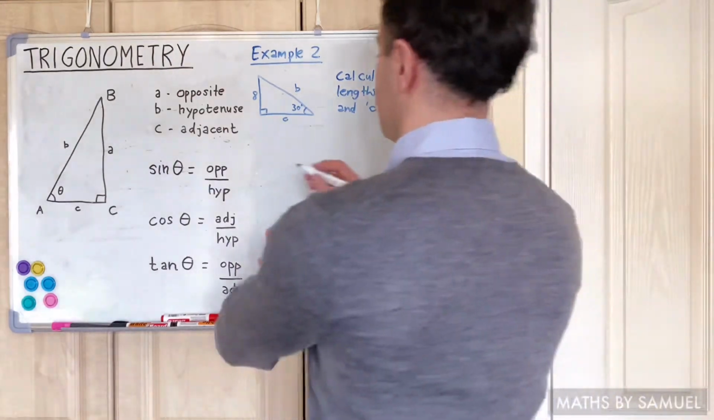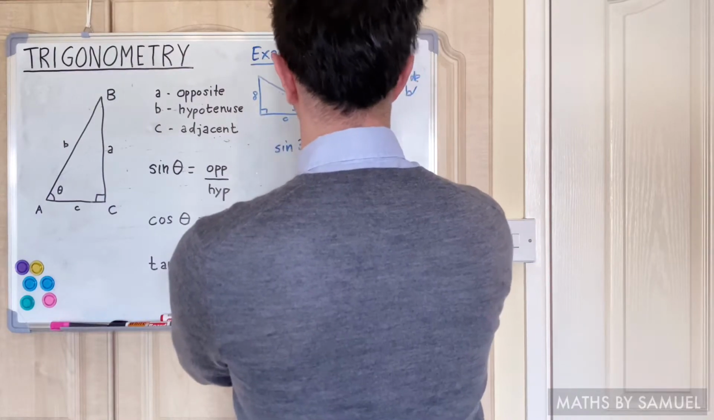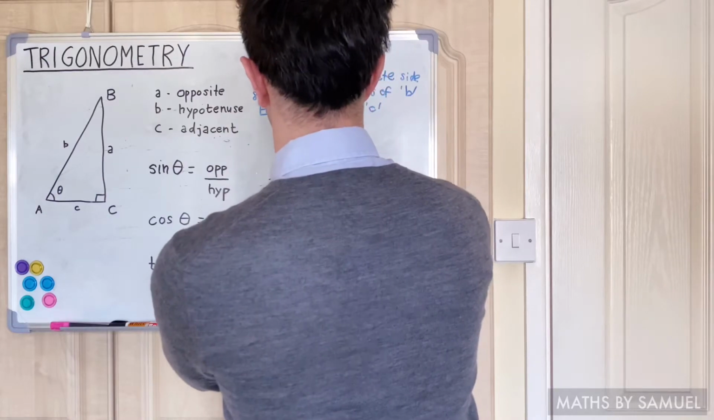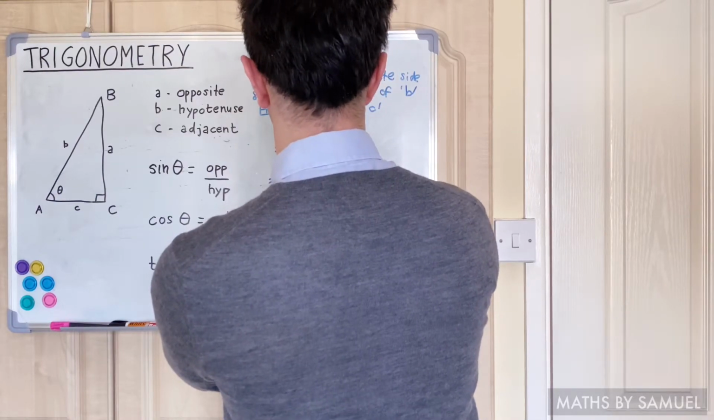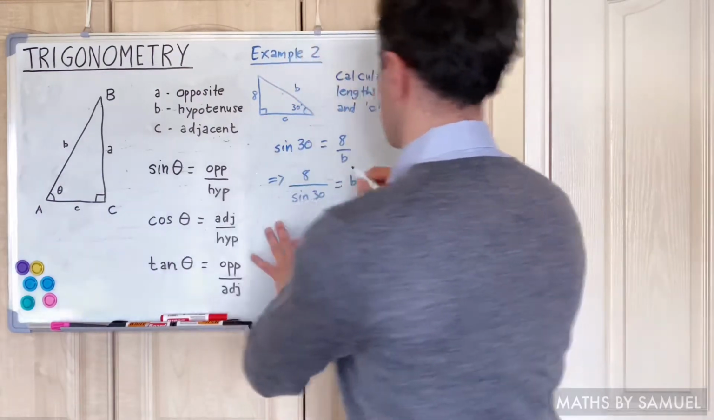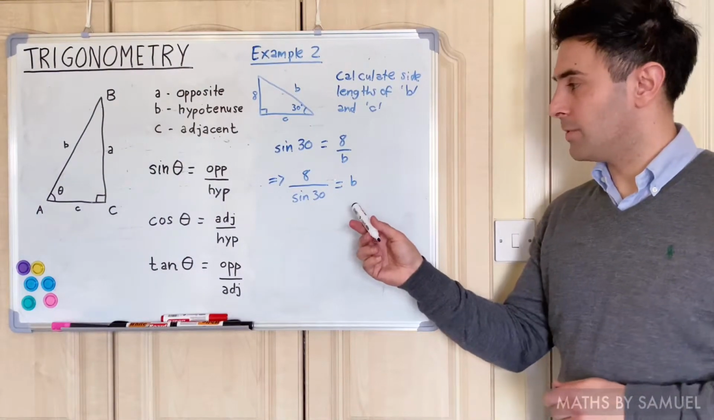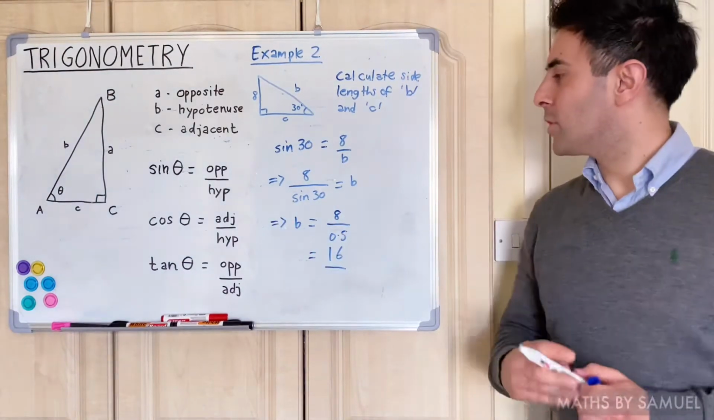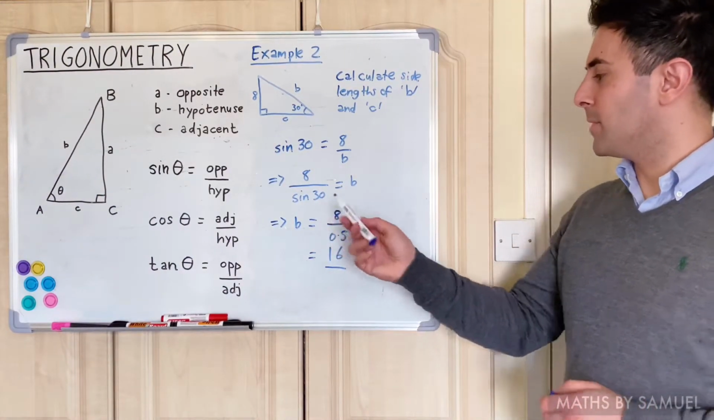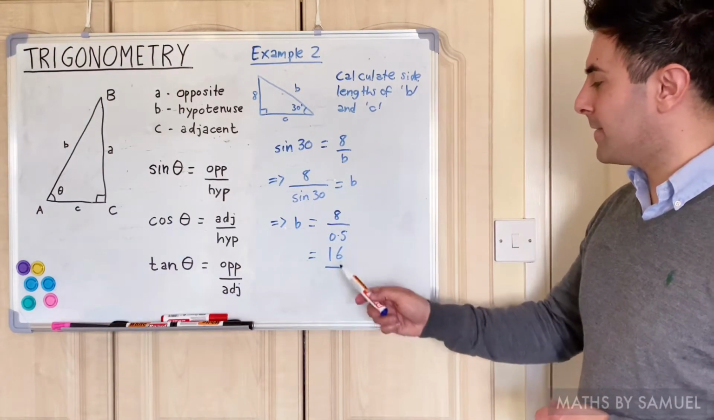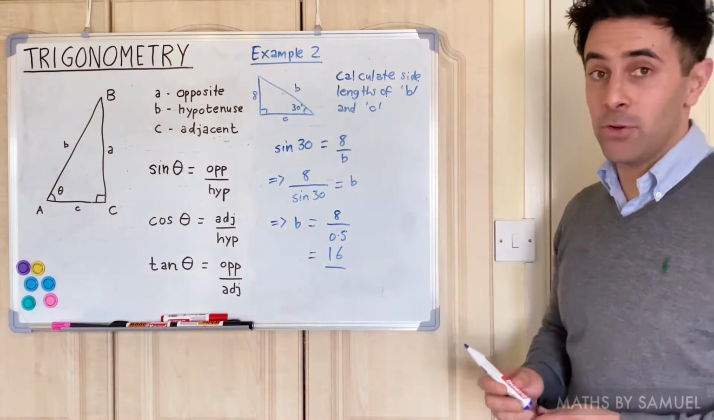We would do sine 30 equals the opposite, which is 8, divided by B. Or to rearrange this, which we basically do, it is equal to B. And it's literally just a case of solving this in terms of B. And this is the answer you get. When we do the computation of sine 30, we get 0.5. So B is therefore equal to 8 divided by 0.5, which gives you 16, the value of B.